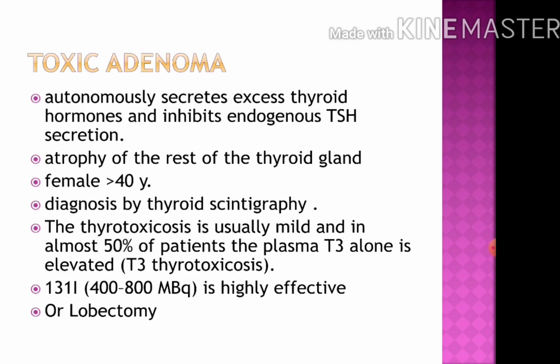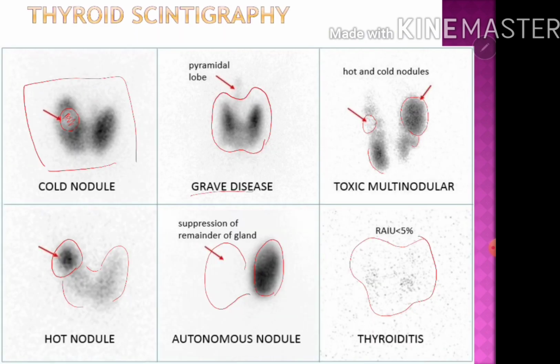Another subject is toxic adenoma. We mentioned this as a differential diagnosis of hyperthyroidism in the previous lectures, but here, because it is an important differential diagnosis from thyroid nodule: it autonomously secretes excess thyroid hormone and inhibits endogenous TSH secretion. So the patient presents with features of thyrotoxicosis, and there is sometimes atrophy of the rest of the thyroid gland, or there is no uptake, as in this case. Here, there is uptake and the other part is suppressed, as in this case.